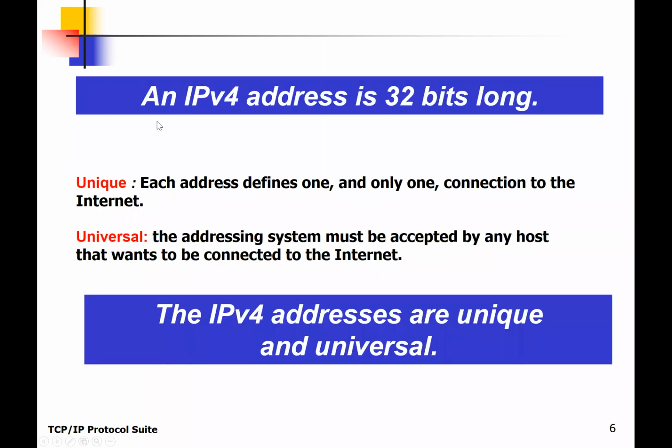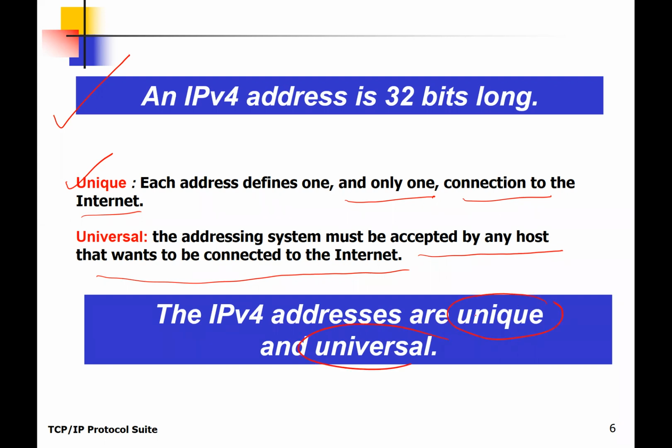So again, it has to be unique. And what else? It has to be defined for only one connection to the network. The addressing system must be accepted by any host that wants to connect to the internet. So if I have host A and host B, they have to be universal to be able to communicate with each other. All right. That is one of the questions in the exam. How many bits for IPv4? And IPv4 has to be unique and universal.